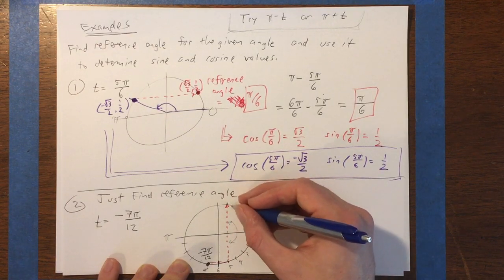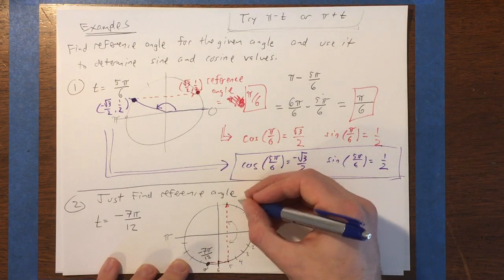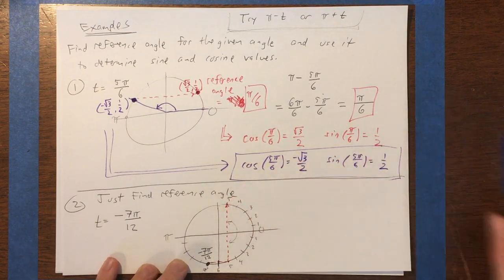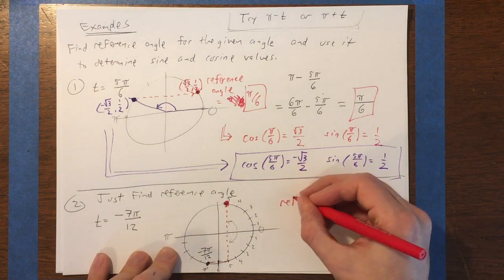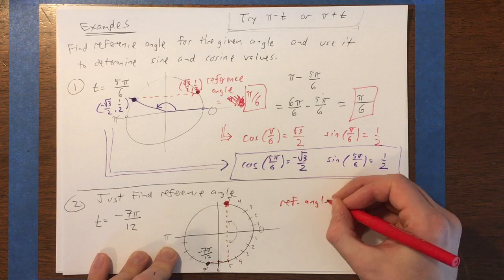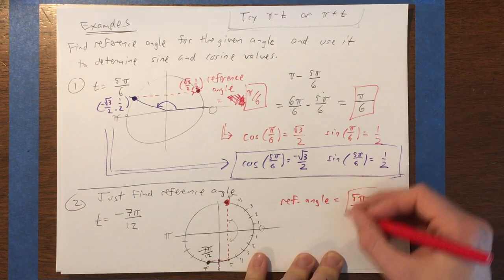Let me draw all the twelfths in. There we go. So counting up, 1, 2, 3, 4, 5. So right there, there's our reference angle. That's going to be 5 pi over 12.